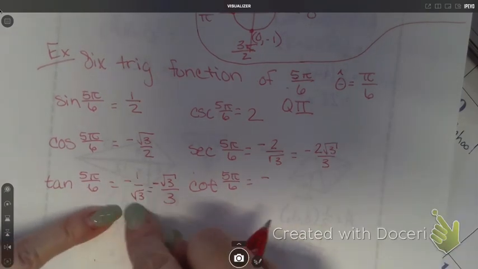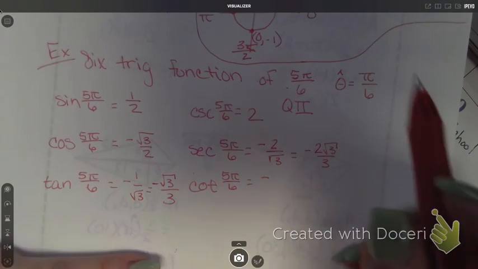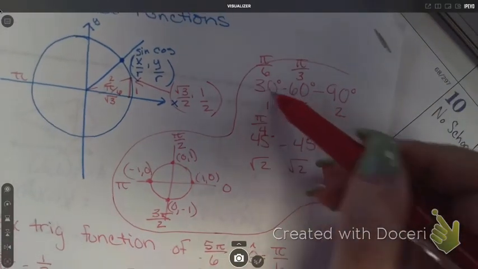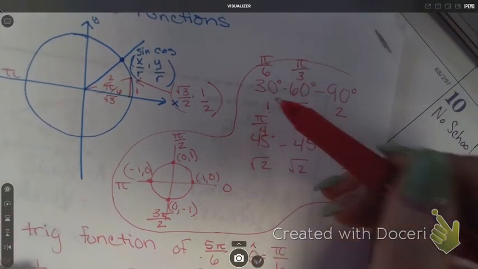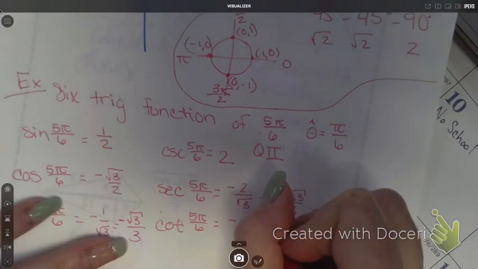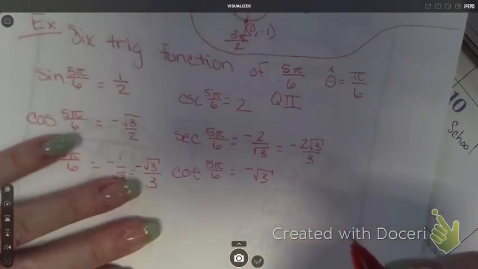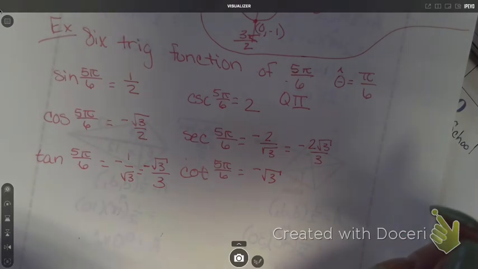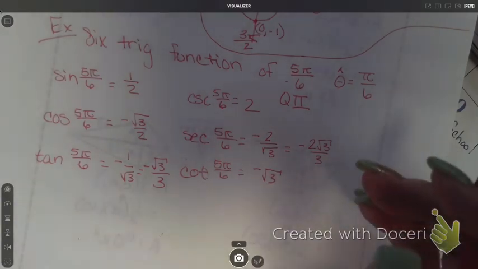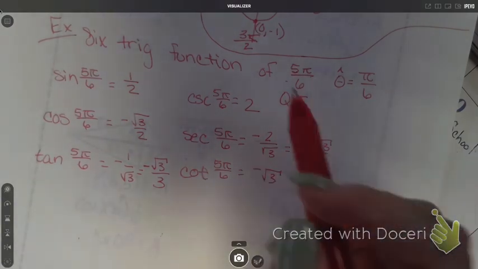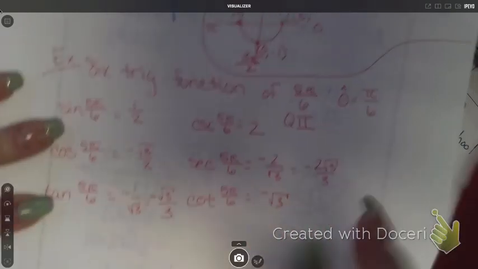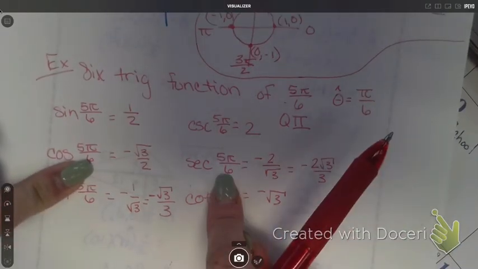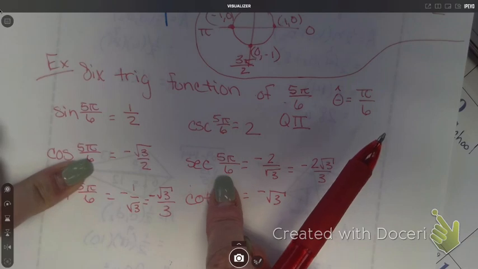You don't have to put the 1. And then if you have it here, you can just reciprocate it, right? Or you can go adjacent over opposite, so it'd be square root of 3. That is the main thing you're doing today. You are doing everything you've done. Have we done all these things before? Yes, but we haven't done them in radians. So now you're going to do them in radians.